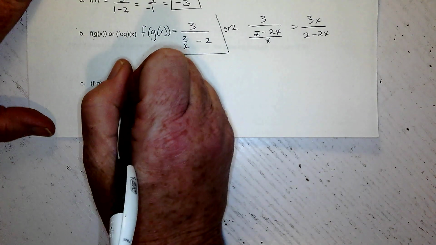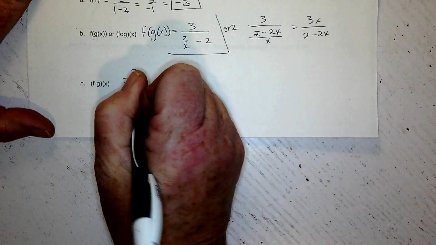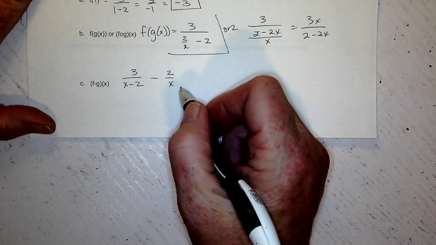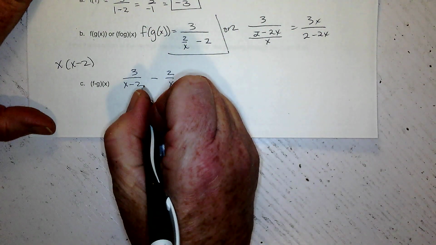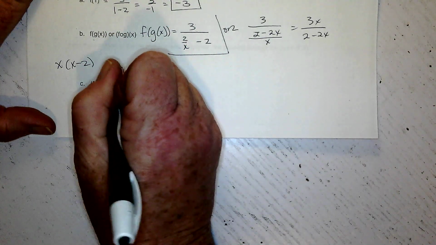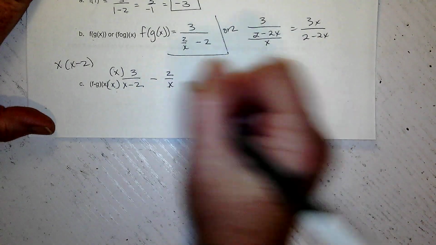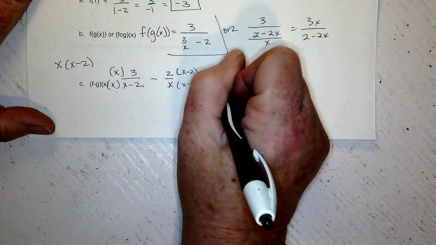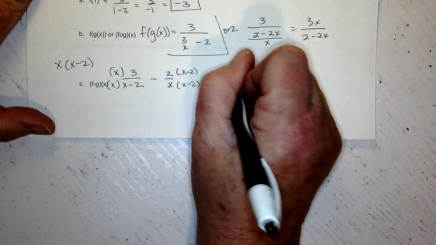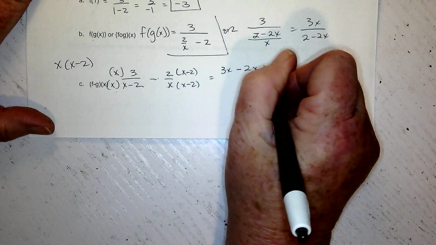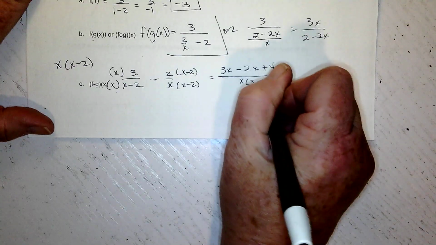The next one is taking the f function and subtracting the g function. All right. So what we need to do is find the common denominator, which is going to be x minus 2. This one is missing x, so I'm going to multiply the top and the bottom by x. This one's missing the x minus 2 in the denominator, so I'm going to multiply both the top and the bottom by x minus 2. So this becomes 3x. Distribute that negative 2 over x minus 2, so minus 2x plus 4 over x minus 2.